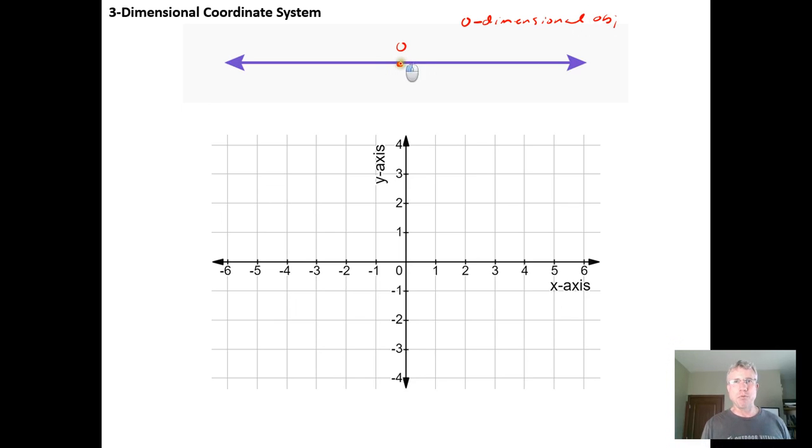And that point, when we establish that 0, breaks the line into two separate lines. One goes to negative infinity, one goes to positive infinity. So we can think of the point 0 on the line as breaking the line into two distinct one-dimensional objects. So a zero-dimensional object breaks a one-dimensional object into two distinct one-dimensional objects.